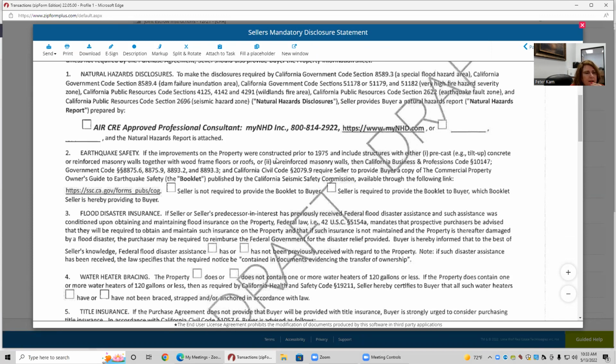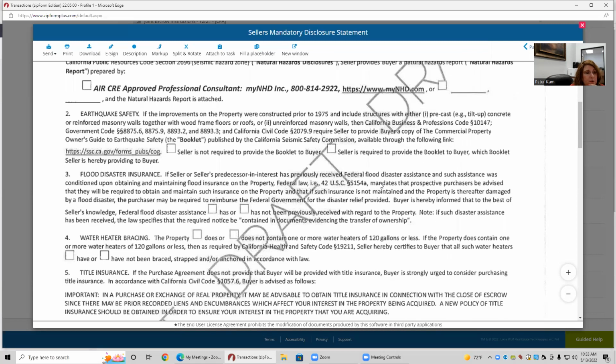So the properties here, I always put seller required to provide a booklet. I suppose if it's 1975, you don't have to provide it, but I always provide it. So go ahead and provide the booklet. It doesn't hurt, because our company requires that you give us a receipt that you have provided that booklet. So for us, we want you to provide the booklet to the buyer.